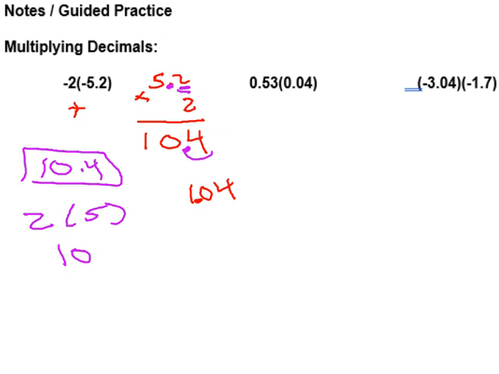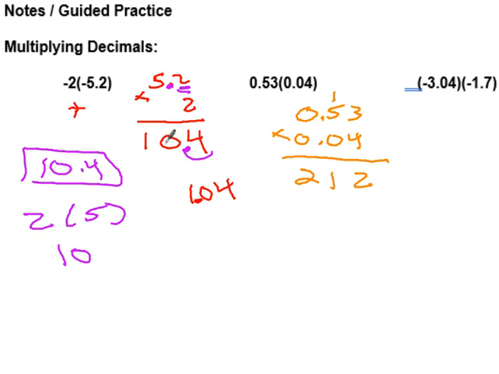All right, so for the second one here, 0.53 times 0.04. I'm going to multiply those. I'm just going to multiply as if there's no decimal. So 4 times 3 is 12. Bring over my 1. 4 times 5 is 20. Plus 1 is 21. I don't need to do the zeros because it doesn't really matter. And I'm actually done multiplying.